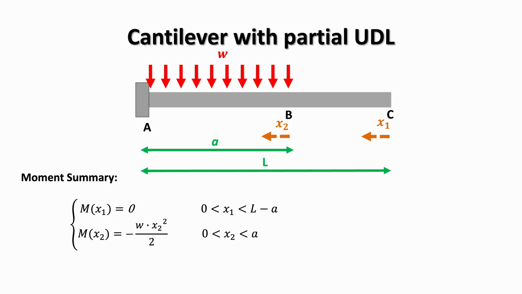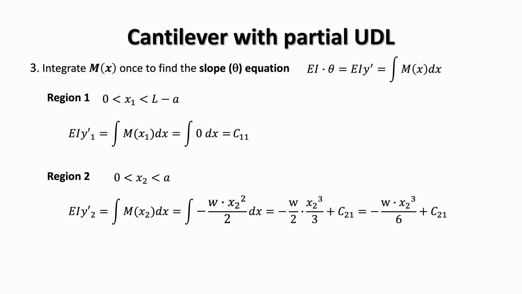And now, with the bending moment fully defined in both regions, we're ready to begin the integration process. We start by integrating the bending moment once to obtain the slope. We need to do this separately for each region. So for region 1, where we found that M equals 0, the slope expression becomes an integration of 0, and so we only have the constant of integration, C11. This tells us that the slope in region 1 is constant, which is consistent with the fact that the curvature is 0 in this region.